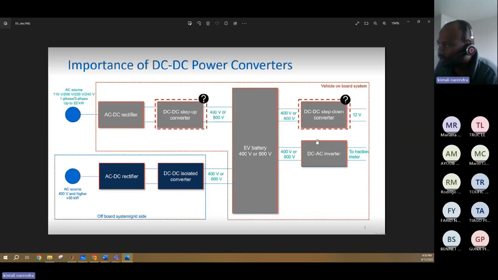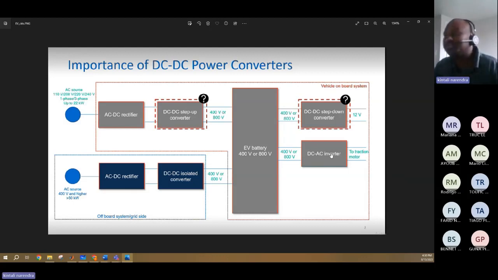An electric vehicle is either 400 volts or 800 volts depending upon the vehicle you're using. To provide power supply to the remaining components of the vehicle, we use DC converters. A step down DC converter is a buck converter. In the same way, to provide power supply to your motor, we use a DC to AC inverter. A DC to AC converter is called an inverter.